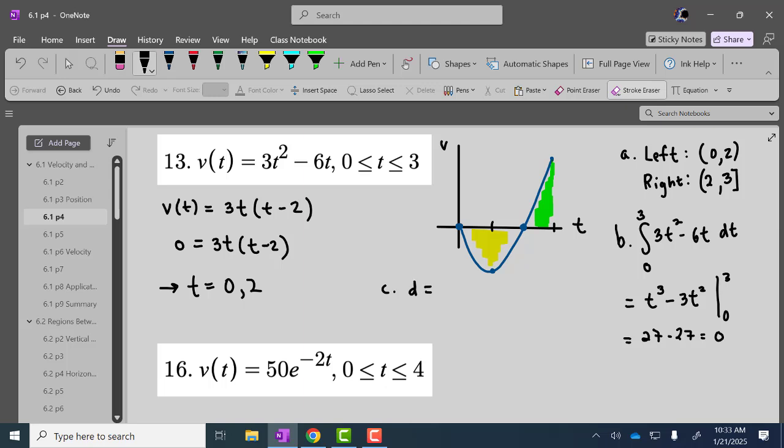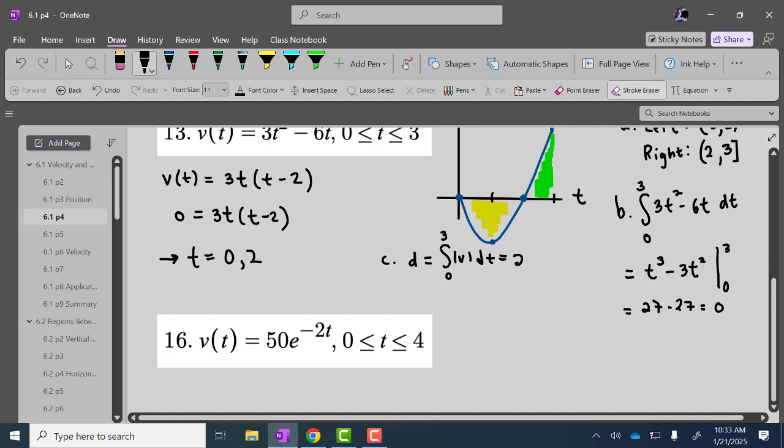So distance is going to be the integral from 0 to 3 of the absolute value of v. Well, we can be clever and say, let's just integrate from 2 to 3 and double it. Right? Because the yellow area and the green area are the same. So if we go from 2 to 3 and double, or we could go 0 to 2, multiply by -1 to make it positive, and then double it. We could do that also. So there's a bunch of ways we could do it.